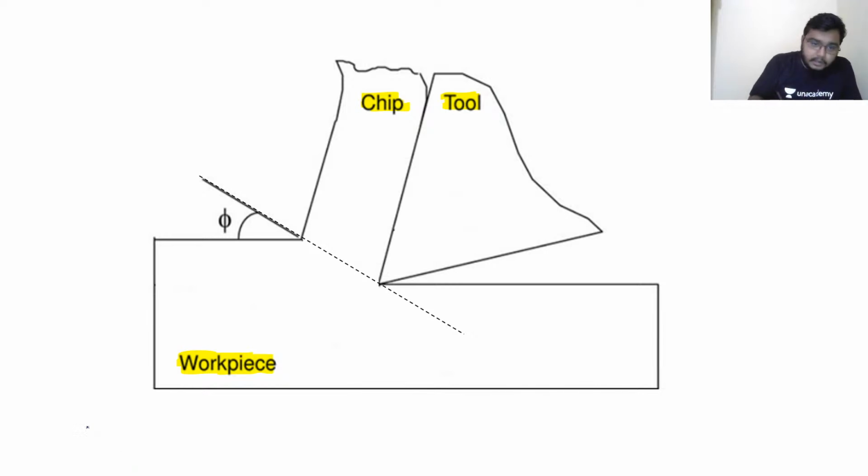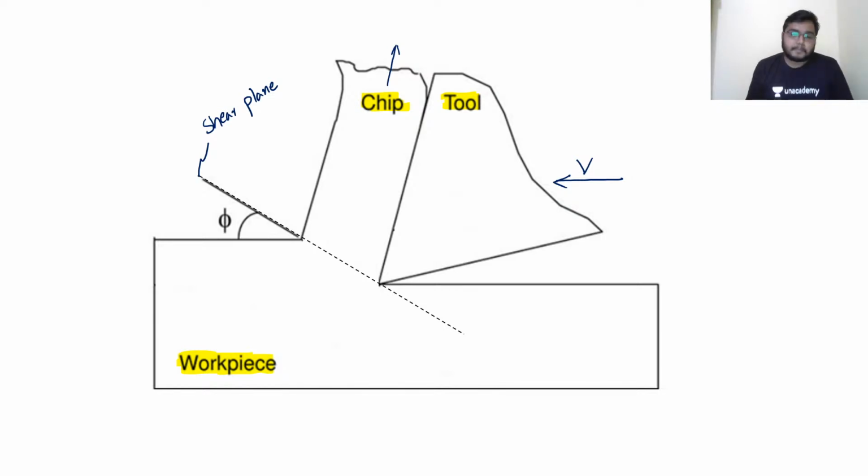Now, what is this? Sir, this is the shear plane. And sir, this is the shear plane, and in this direction the chip is moving. Fine. And you are giving the tool a cutting speed, right? So this is the cutting speed, and I denote the cutting speed with V. Clear?